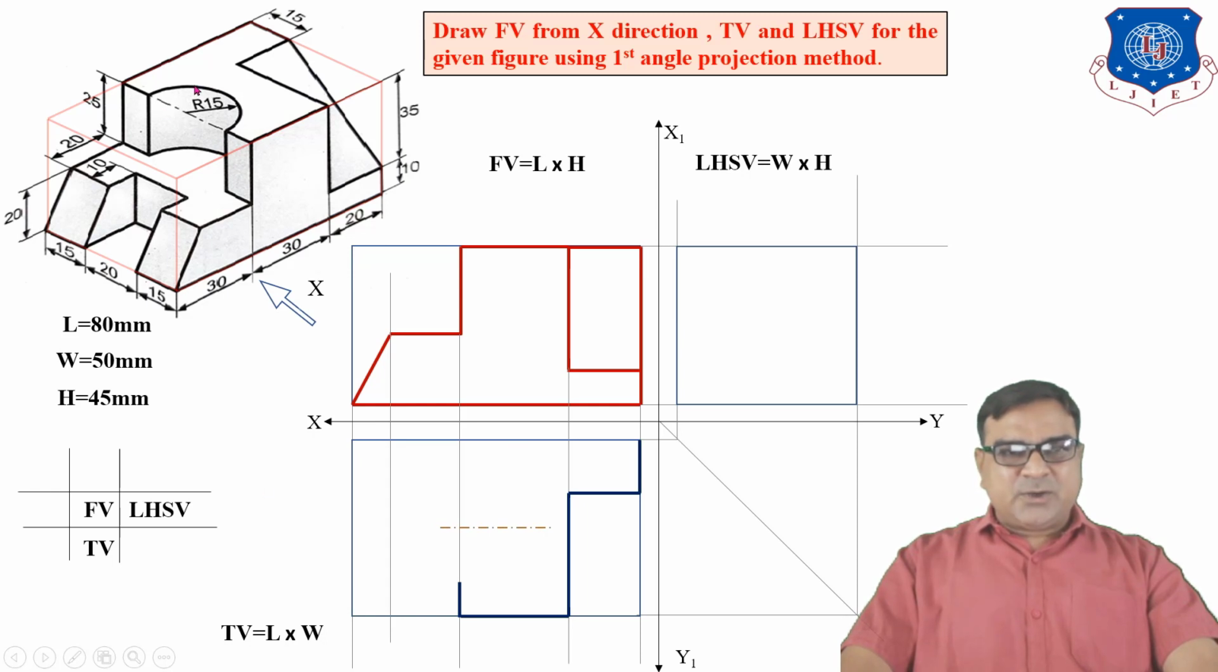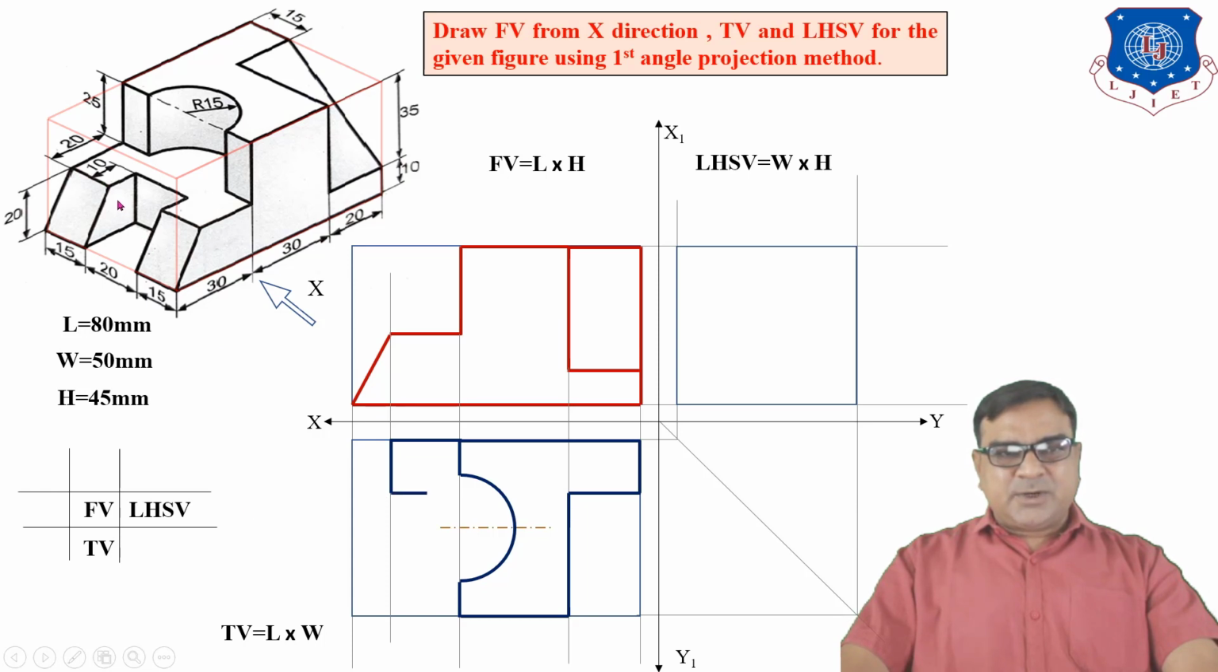Now this is one semicircular slot. So when you observe from top, you will get the true shape of the semicircle. This is the center for the semicircle, so you have to take a 15 mm radius and draw one semicircle. This horizontal line represents the top view of the back plane, which is parallel to this plane. Draw a horizontal line, which is the top view of this plane also.